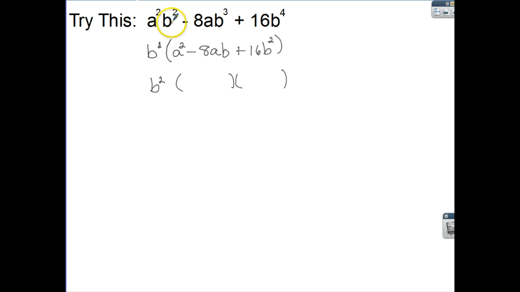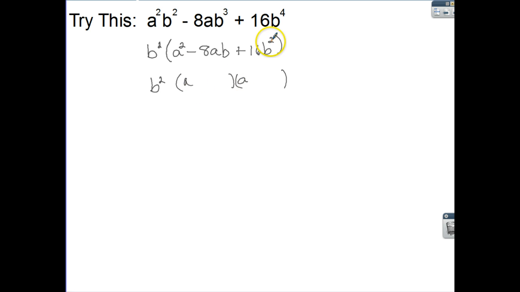Okay, hopefully you noticed that each of these terms had b, and b to the smallest power is 2, so b squared is the common factor. We take the b squared out and we're left with a squared minus 8ab plus 16b squared. Now we go to factor this. Well, this is quadratic. It started out looking like it wasn't, but once we took the common factor out, what we have is quadratic. Since it starts with 1a squared, I know in my binomials that there's going to be an a up front. It's going to be 1a and 1a.